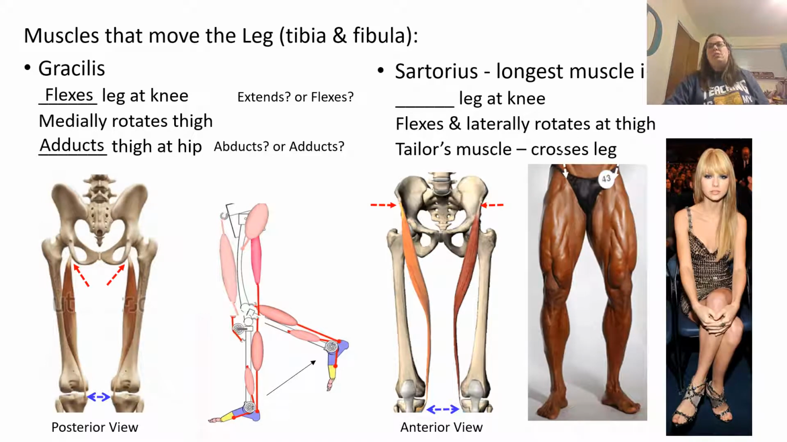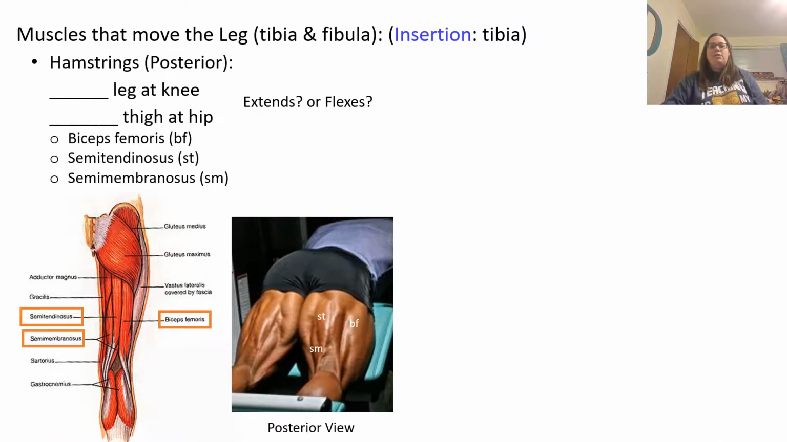The Sartorius is the longest muscle in the body. It's going to help flex the leg at the knee. It flexes and laterally rotates the thigh, and it's known as the tailor's muscle. Okay, the tailor's muscle. You can see it running down the leg here, but it is going to be the muscle that allows you to cross your legs. All right, so this is going to be the muscle that allows you to cross your legs. The hamstrings are on the posterior side.